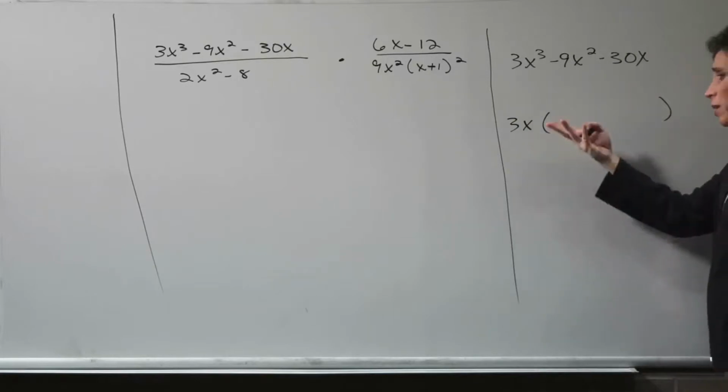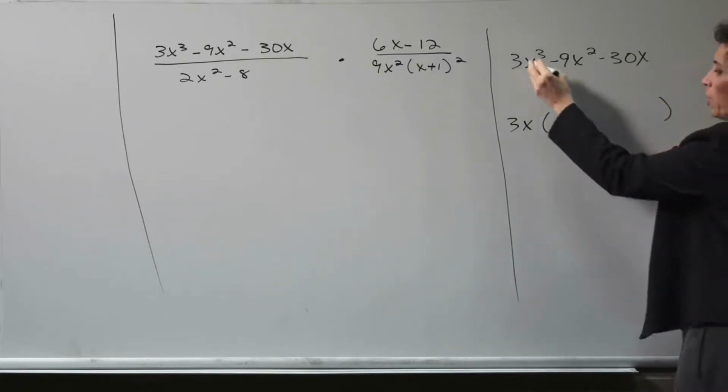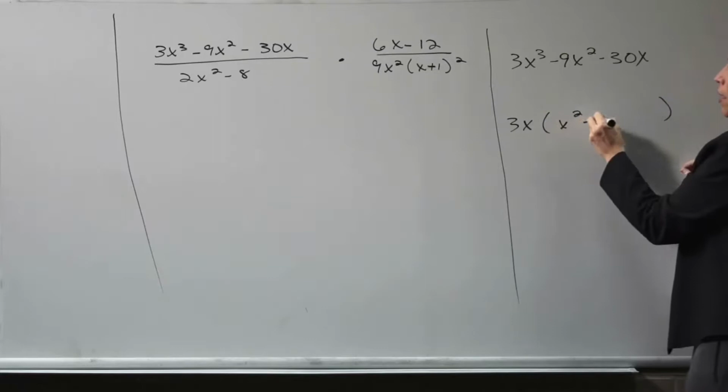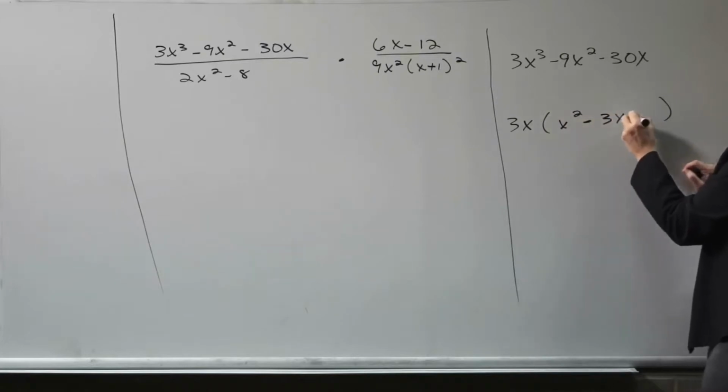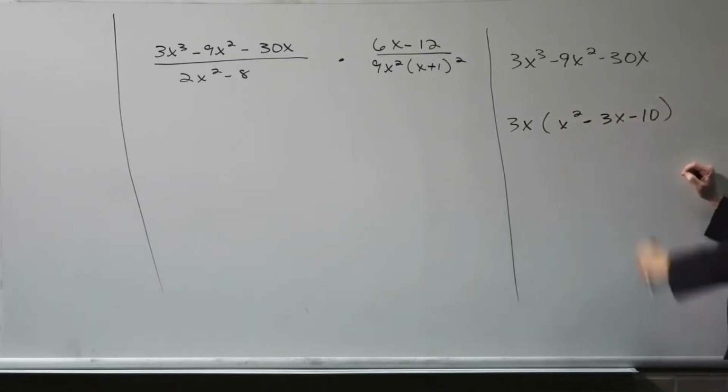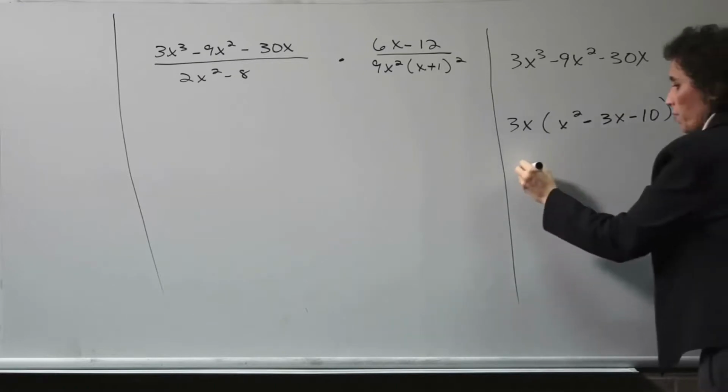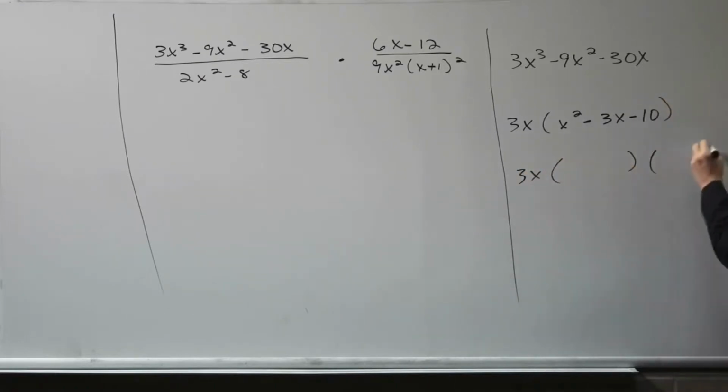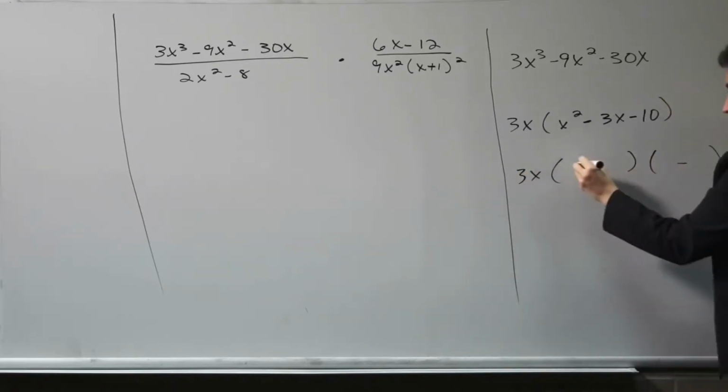I keep factoring out 3x. Seems like that's very common. Okay, and I get x squared minus 3x minus 10. So now I'm going to factor that. 3 terms. Signs are different, x and x.